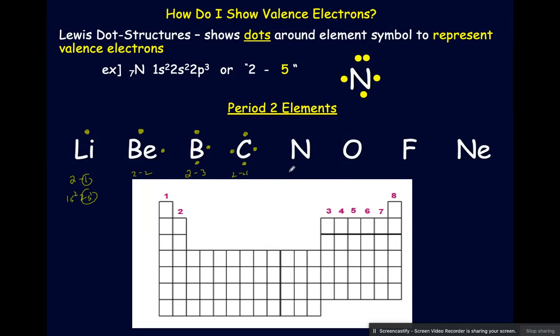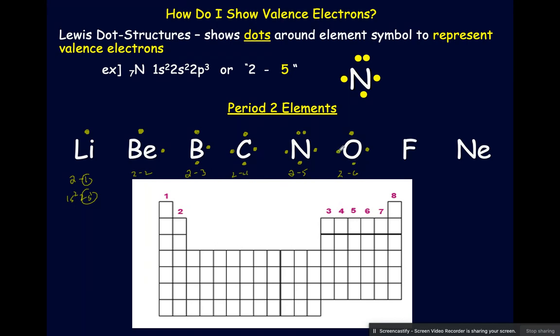Okay, nitrogen is a 2-5. We did that before. It's 1, 2, 3, 4, 5. Kind of crazy that I went from all these long configurations to a bunch of dots, but that's what it comes down to. All right, because it's really oxygen, 2-6.